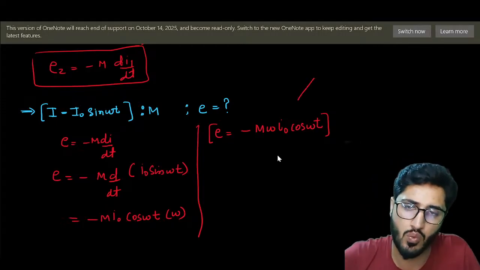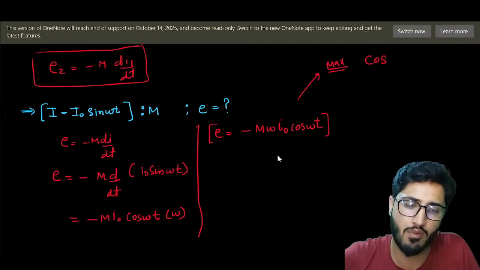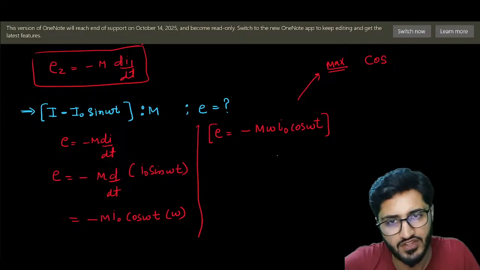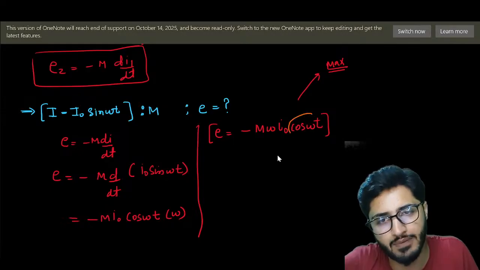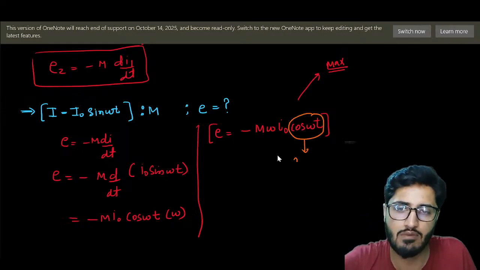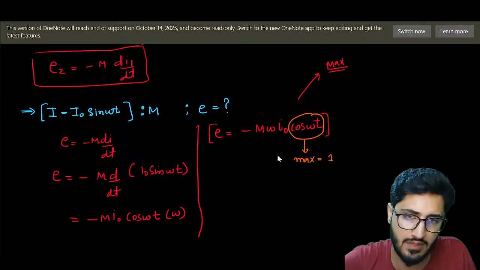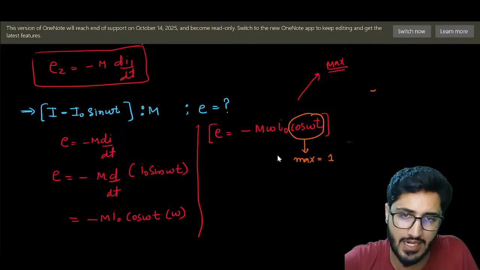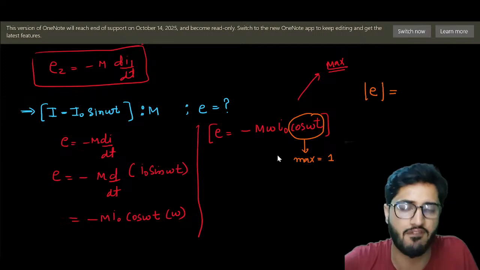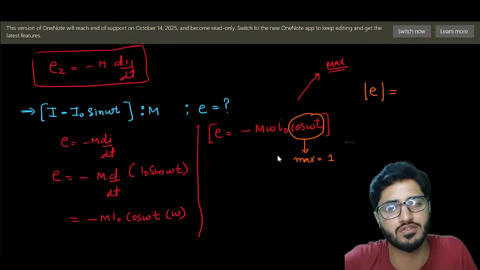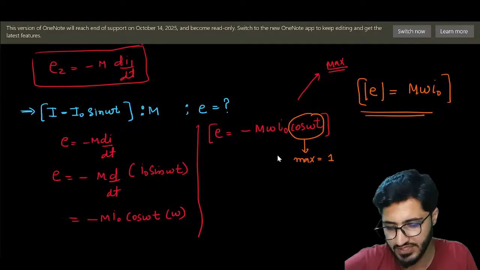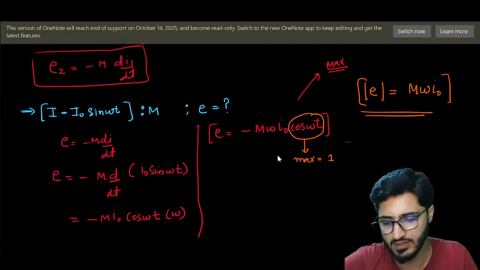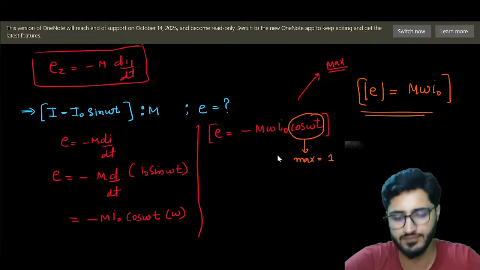If somebody asks you what will be the maximum value: for the maximum value, it depends on the angle, cos omega t. If cos omega t is maximum, what is the maximum value of cos omega t? It is 1 only, no? So I can write the maximum EMF of the secondary coil equals M omega I naught. Just note down these things. Okay?